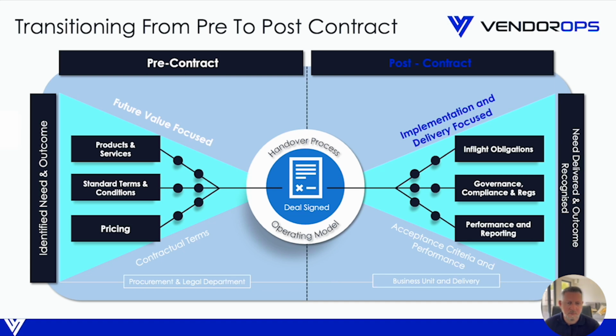That part of the bow tie, so the right hand side, is implementation and delivery focused, and then ultimately running with it for the life of the contract. It's typically done by the business unit and the delivery teams, and sometimes on occasion there's a temporary structure stood up like a project or program team to at least implement it and get it off the ground to start with. And that side of the bow tie is focused on the needs being delivered and the outcomes being recognised that were thought about right at the beginning of the left hand side.